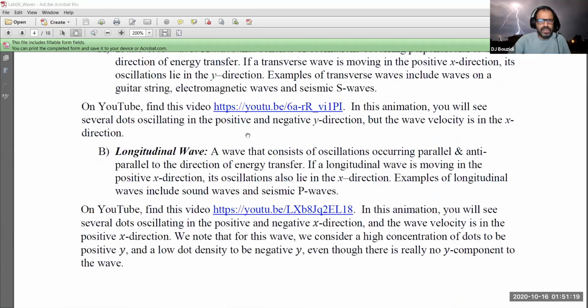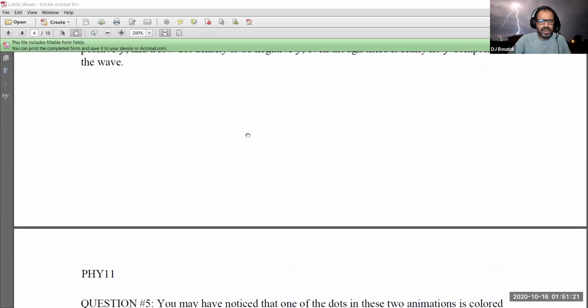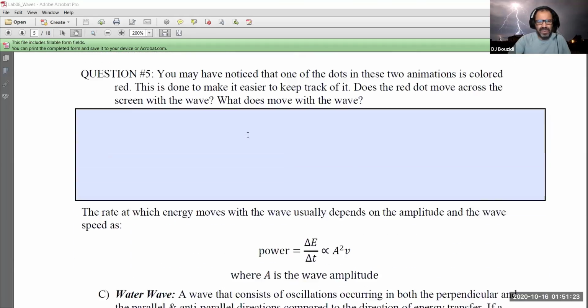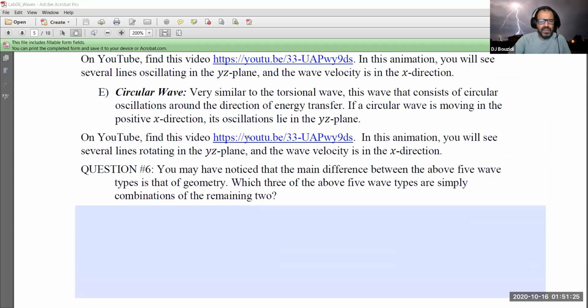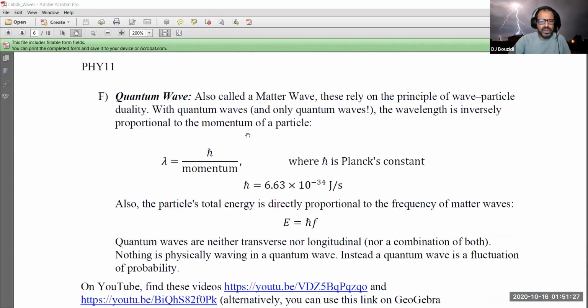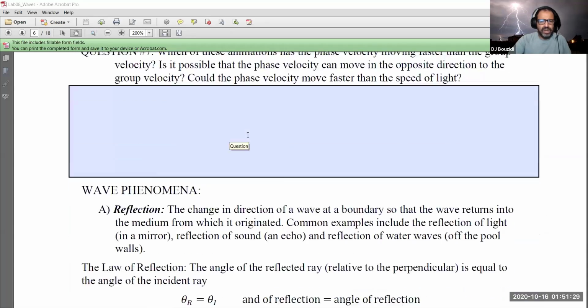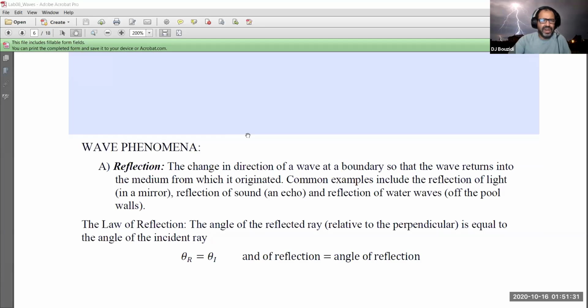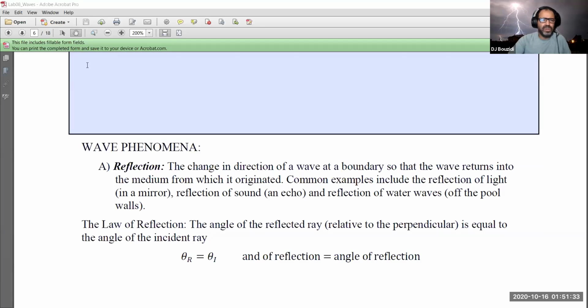Then we discussed the types of waves, and we discovered at least 5 of them, 6 of them if you include the other one. But those are the types that we discussed in here. And then we're going to talk now of wave phenomena. What happens to waves? What do they do when they interact?